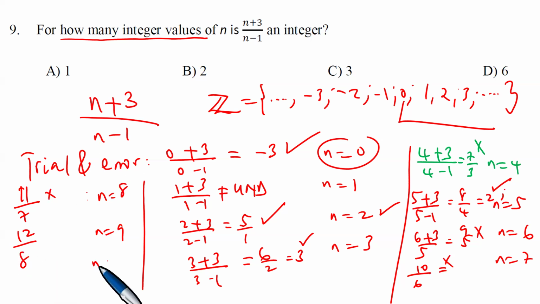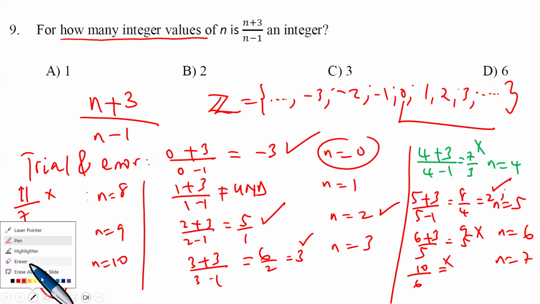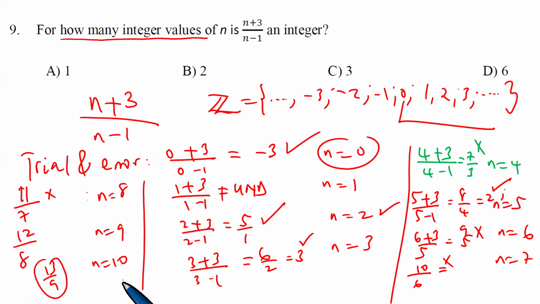And then n equals 10. The pattern emerges here. You have 10 plus 3, which is 13 over 9. And so on. What are we able to see? The question is how many? What about negatives? Let's put minus 1. Now we're moving in the opposite direction.